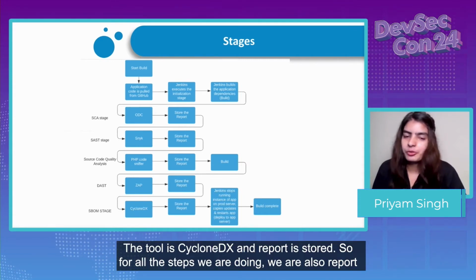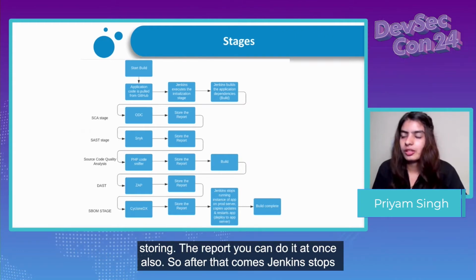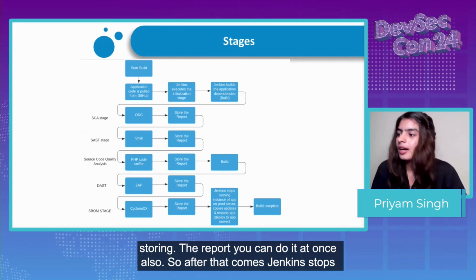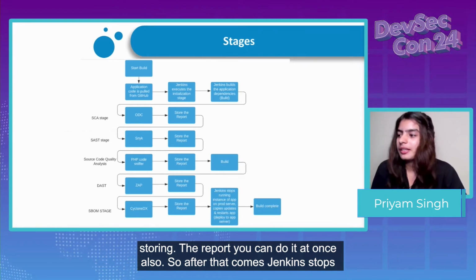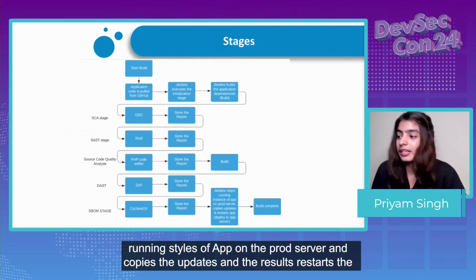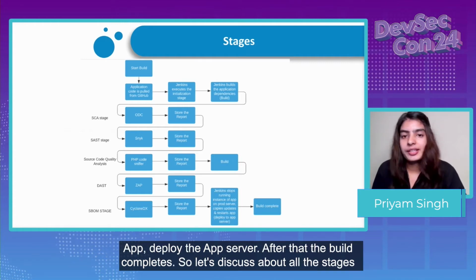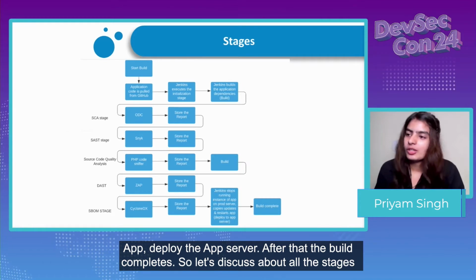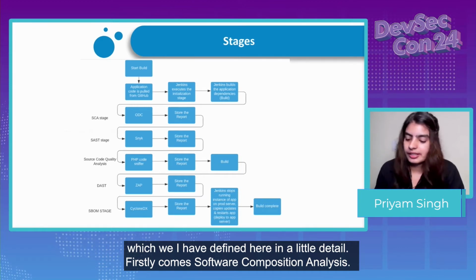So for all the steps we are doing, we are also storing the report. You can do it at once also. After that, Jenkins stops running installs of the app on the prod server, copies the updates, and restarts the app, deploying the app server. After that, the build completes. So let's discuss all these stages which I have defined here in a little more detail.